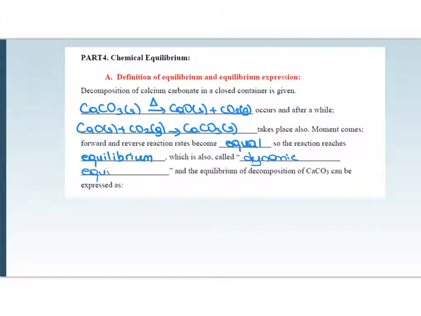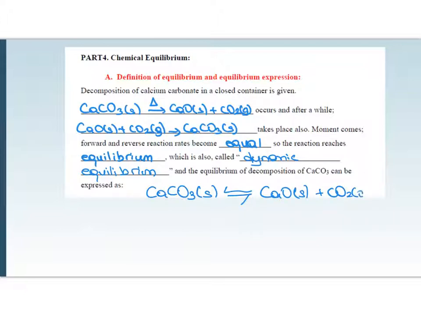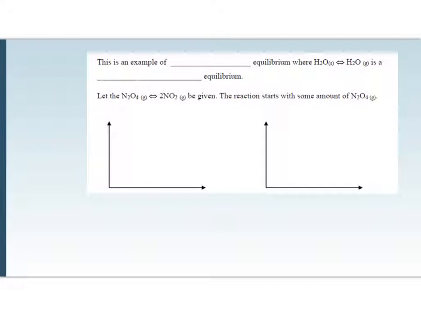Now dynamic means the reaction never stops. So it goes forward, then after a while it comes just reverse. So it's called a dynamic equilibrium. Now you can use the equilibrium sign like this. Calcium carbonate is at equilibrium with its products, calcium oxide solid and carbon dioxide gas. Now, what are the properties of this equilibrium? Now, this is an example of a chemical equilibrium.